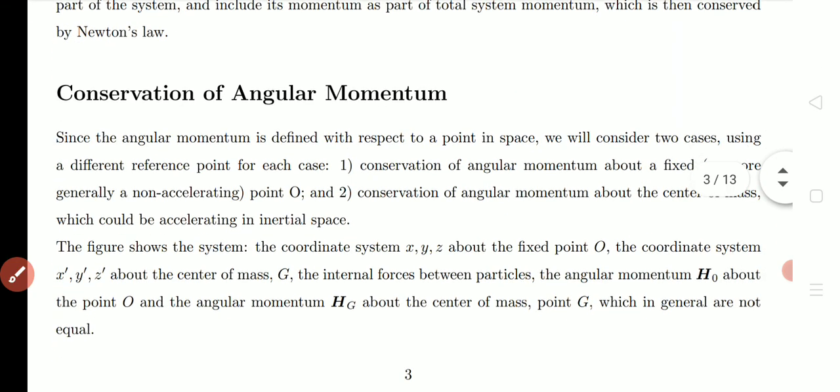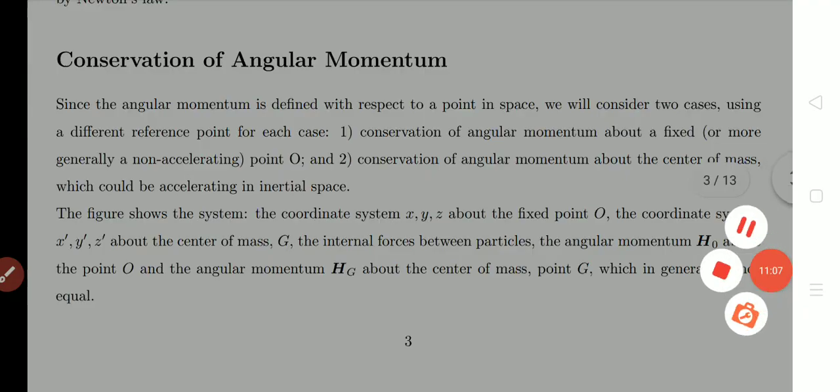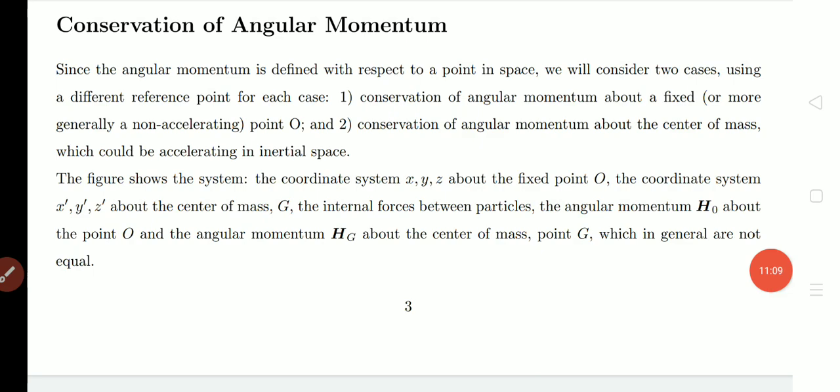Now, conservation of angular momentum. Since the angular momentum is defined with respect to a point in space, we will consider two cases using a different reference point for each case. First is conservation of angular momentum about a fixed point O, and second is conservation of angular momentum about the center of mass, which could be accelerated in inertial space.